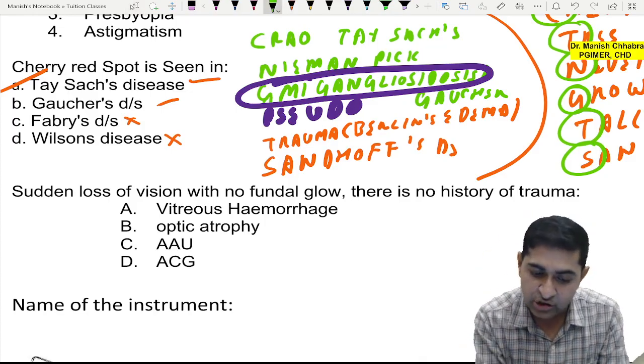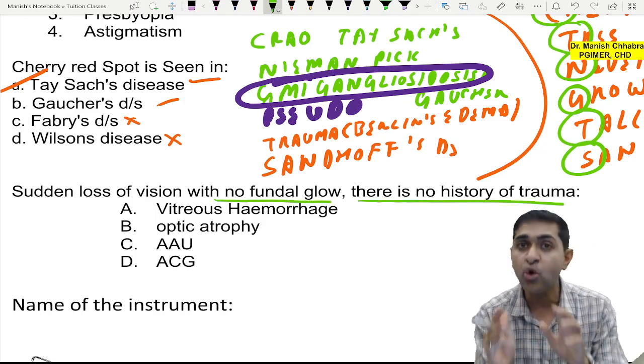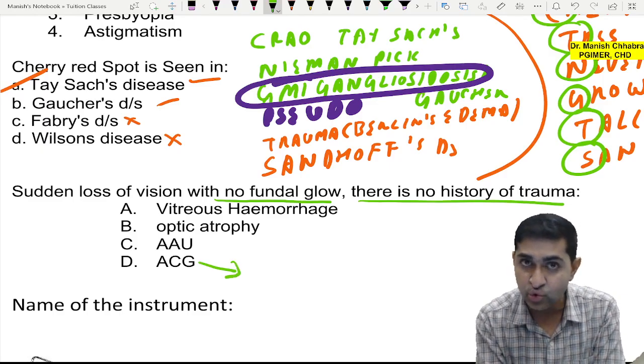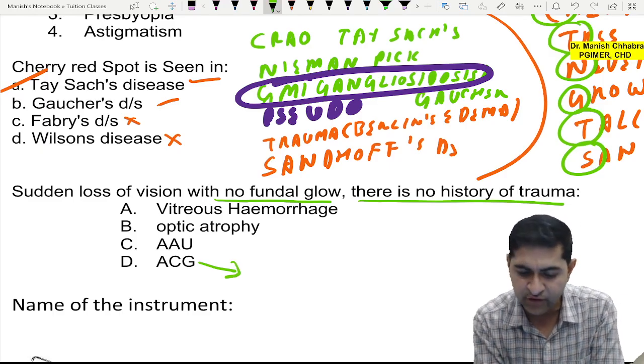Now, sudden loss of vision with no fundal glow. There is no history of trauma. So what can be the answer? This is your acute congestive glaucoma. What happens to the fundal glow? Fundal glow will be present.